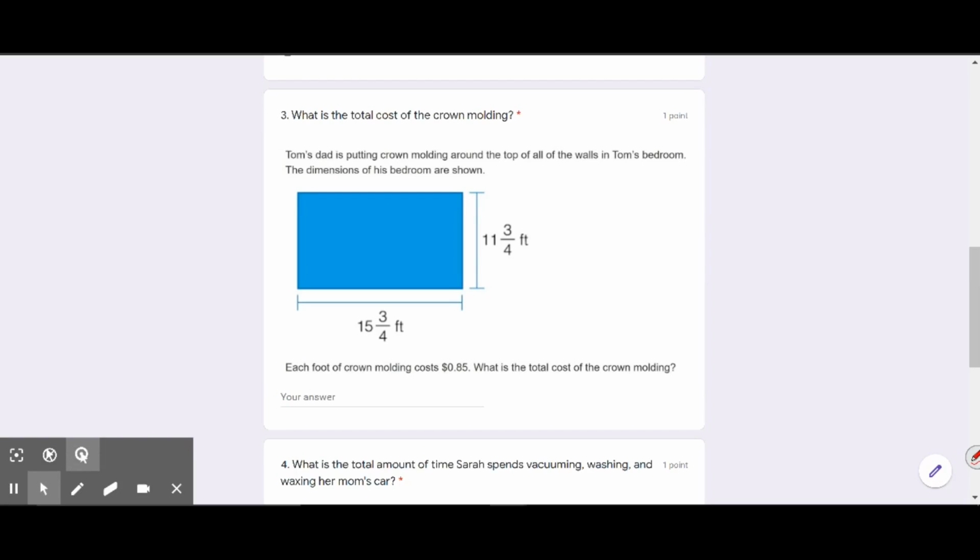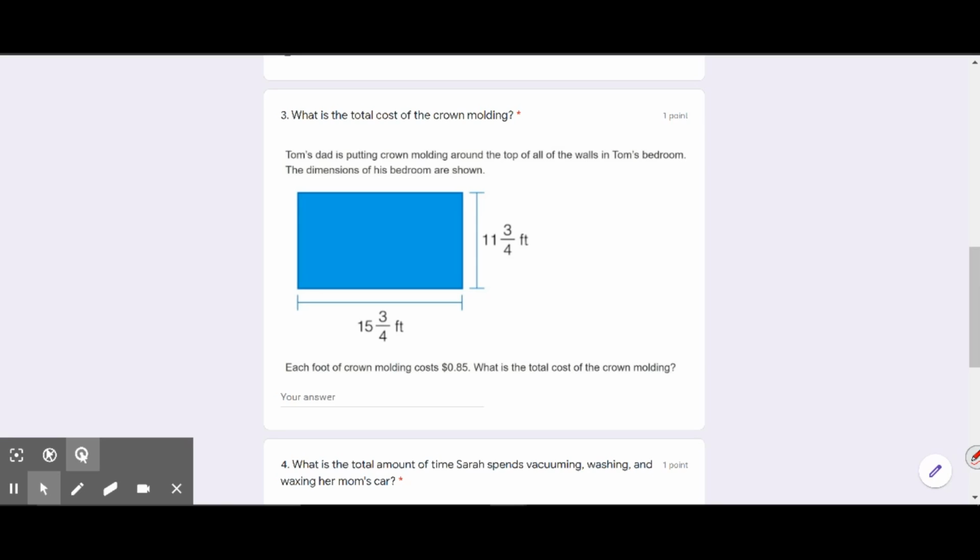All right, so example number 3 says, Tom's dad is putting crown molding, which is like if you ever go to your house and look at the ceiling or the floor, there's like a little baseboard or like a little white wood looking thing that's on top of the bottom or the top of the wall. That's what's called crown molding, and it's on the top when they're talking about the crown because you wear a crown on your head. So he's putting crown molding around the top of all the walls of Tom's bedroom.